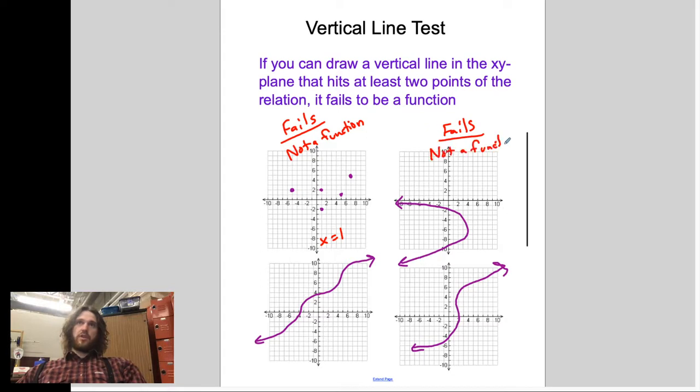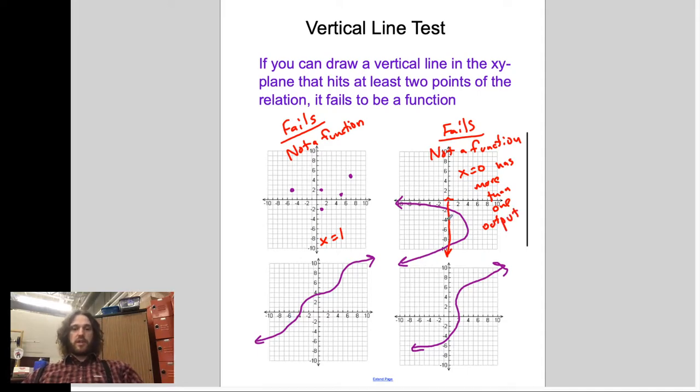So your answer on your assignment is not fail or pass. You're saying this is not a function, and the reason why is you give an example. So you just pick one. You can say, like, the x value is 0. So x equals 0 has more than one output. So this relation is not a function.